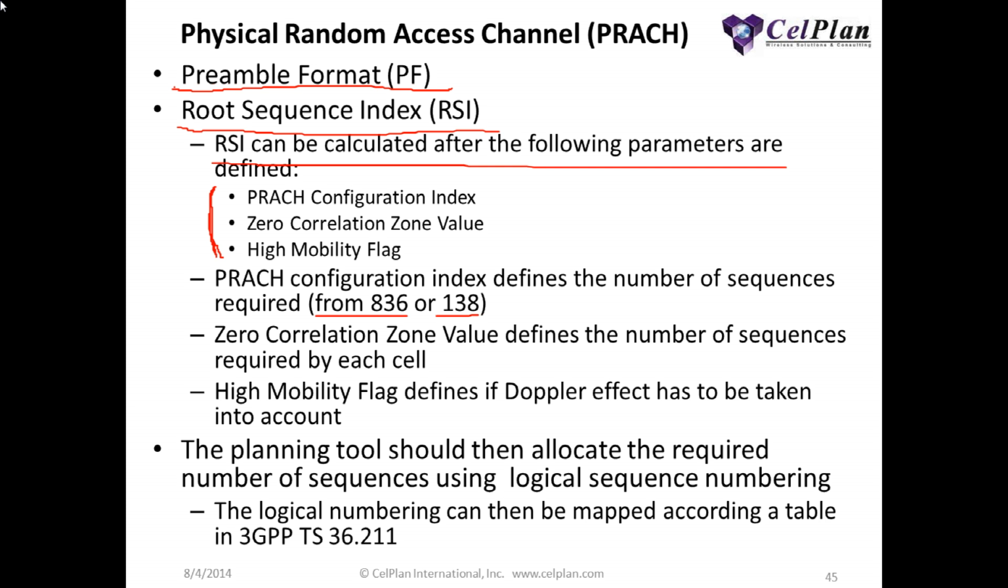The zero correlation zone value defines the number of sequences required by each cell, because depending on the size of the cell, we can only do so many shifts that are really orthogonal, because the shifts have to be spaced by a certain amount depending on the size of the cell. So then one sequence is not enough. We need to take a second, a third, a fourth sequence. And basically, for some very special cases, we need to take into account tables that take the Doppler effect into account.